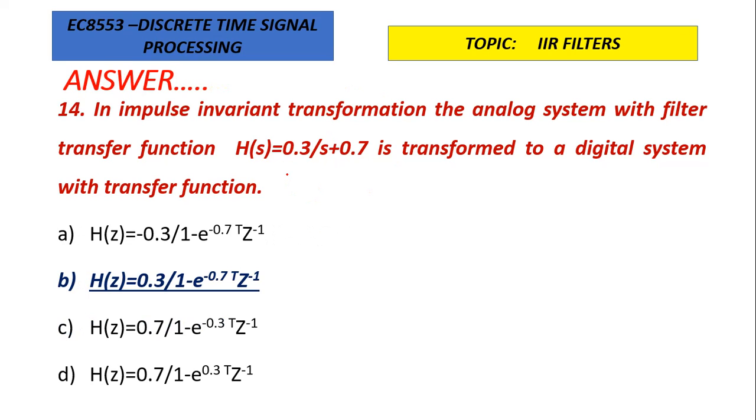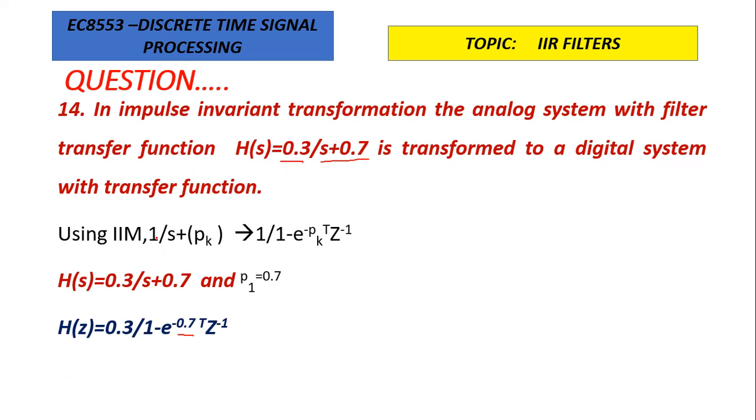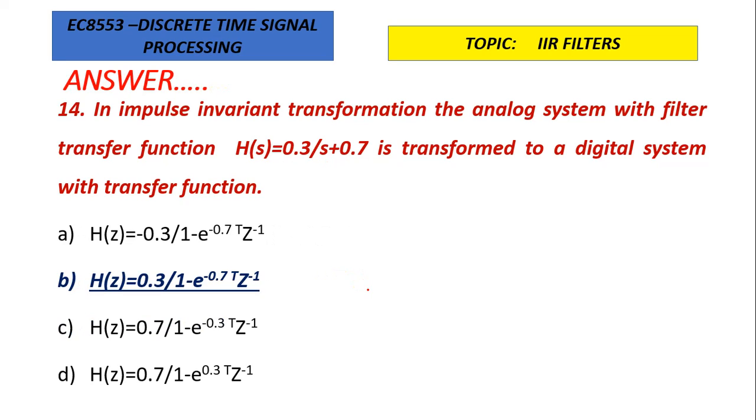So if you know the formula, what is the formula here in IIM? It is of the form 1 by s plus pk. The transformation is 1 divided by 1 minus e power minus pk t into z power minus 1. In this problem t is not given, so we have to assume t as 1, say 1 millisecond or 1 second. So the answer is h of z equal to 0.3 divided by 1 minus e power minus 0.7 t into z power minus 1.